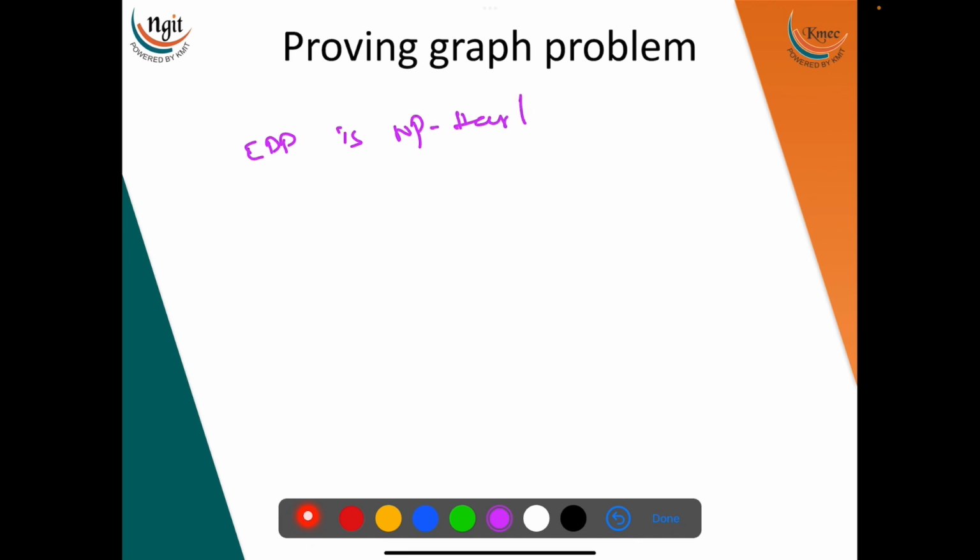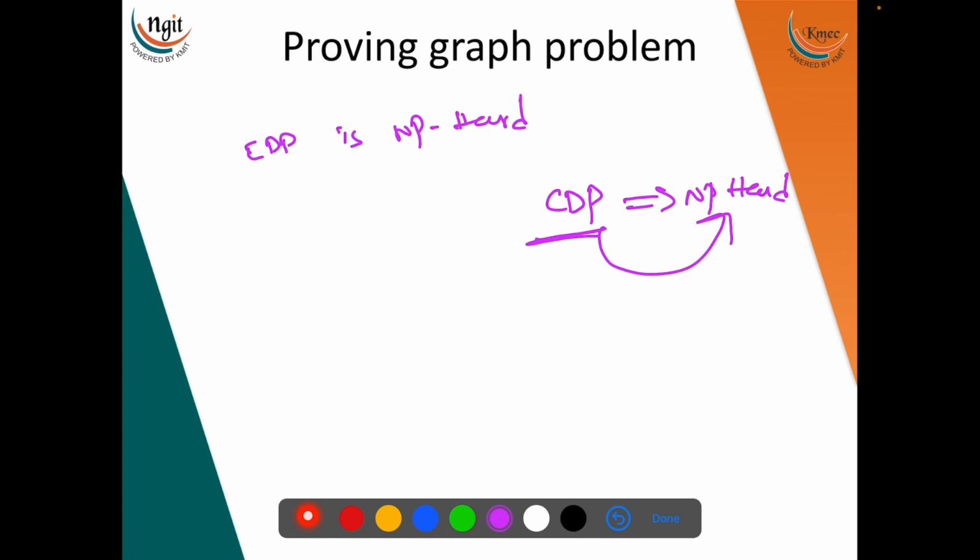Now, I want to prove CDP as NP-hard. So for this, what strategy did we consider in the first slide? Whatever problem you want to prove NP-hard, first of all take one NP-hard problem which you know. I know about satisfiability. Satisfiability is an NP-hard problem because of its exponential time complexity, 2 power n. We already made a video on satisfiability, why it takes exponential time and what its relation to NP-hard is; you can watch that video before you come to this video.